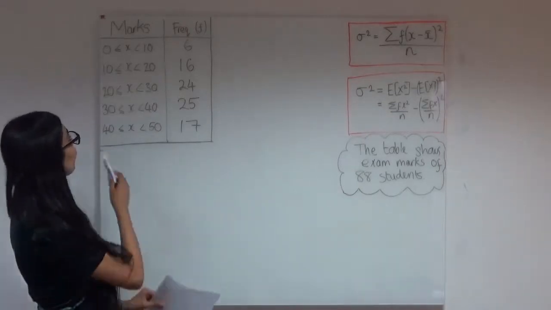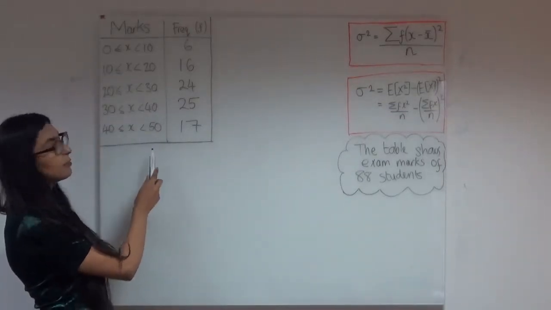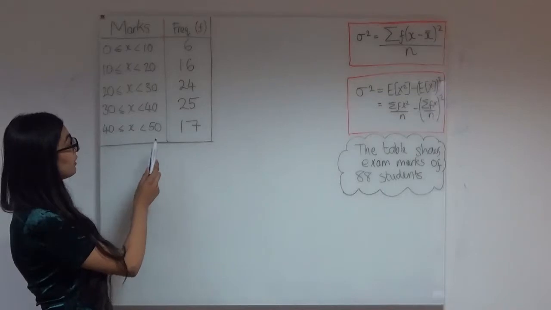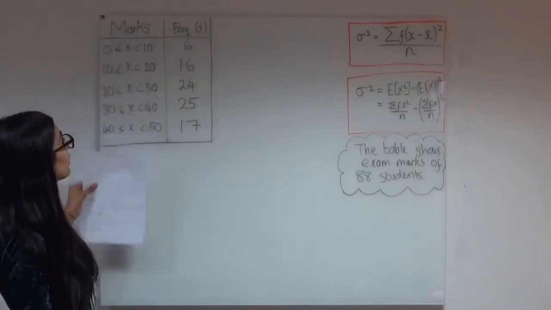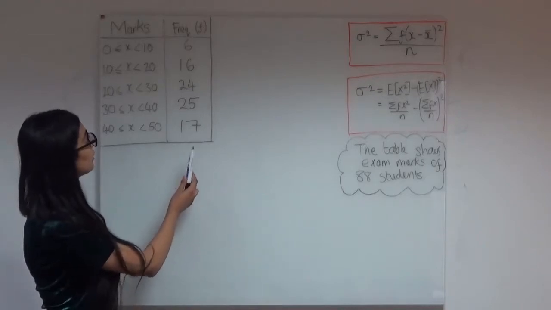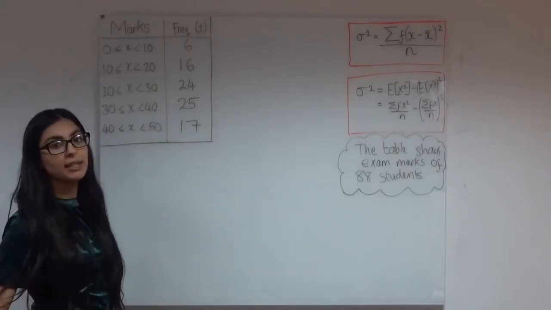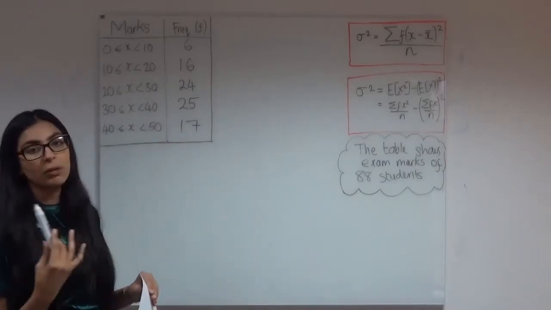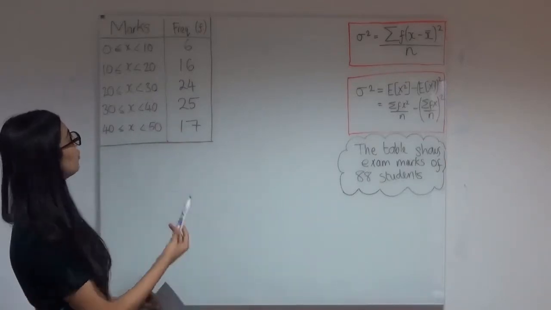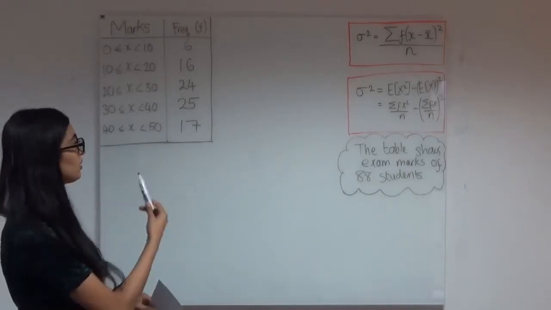On the left hand side we've got the class intervals. The maximum mark that a student can gain is 50, but they've been split into class intervals of 10. The frequency column tells you how many students gained a mark within that class interval. In the first one, 6 students gained a mark between 0 and 10, 16 students gained a mark between 10 and 20, and so on.